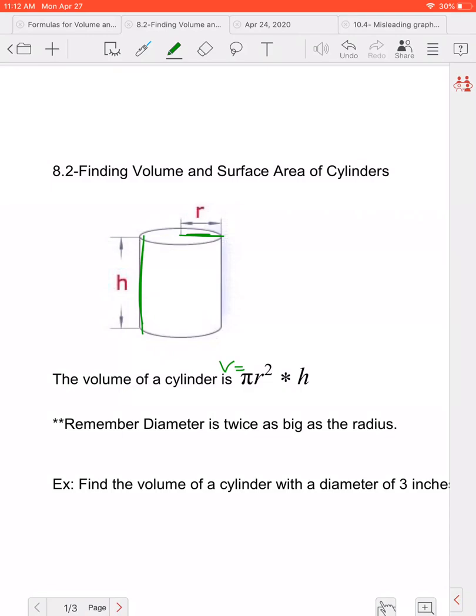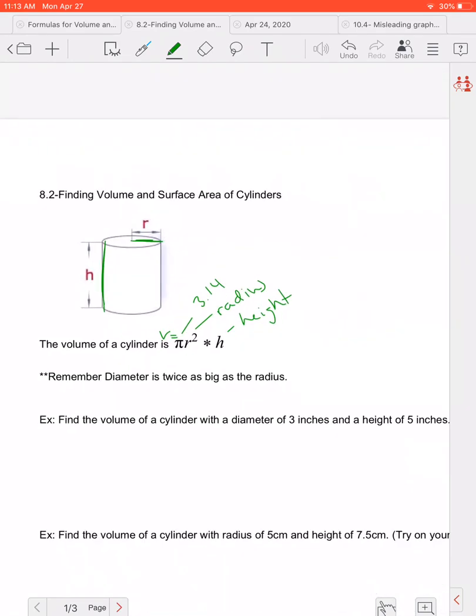Okay, and we can find the volume of a cylinder with the formula V, which is volume, is equal to pi r squared times h. Now pi, we're going to use 3.14 every time. R stands for radius, and h stands for height. And that will be true in most of our formulas.